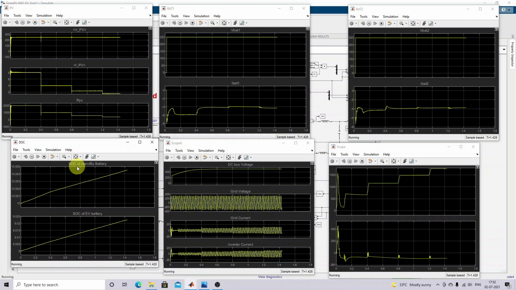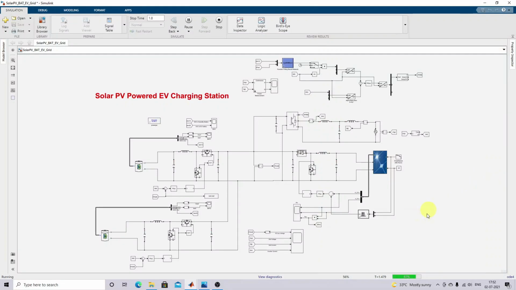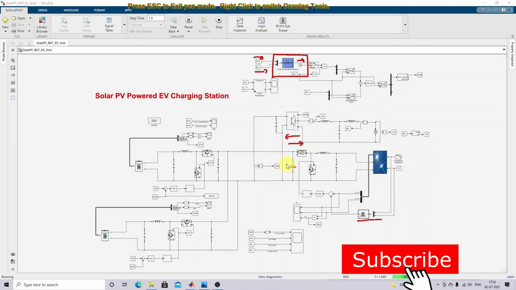So this is the working of this solar powered EV charging station. This model has ANFIS MPPT and a neural network based energy management system. This neural network receives two inputs, the SOC of the standby battery and the PV power. Based upon this, it generates the current reference. Based upon the current reference, the inverter will supply the power to the DC bus or receive the power from the DC bus. So this is the working of the solar PV powered EV charging station.